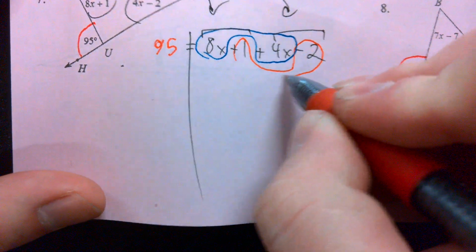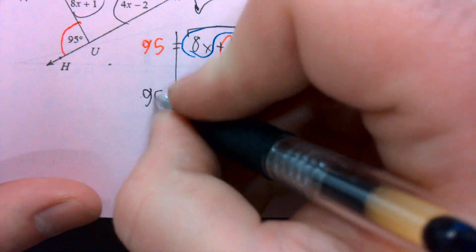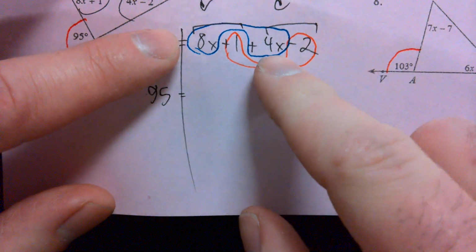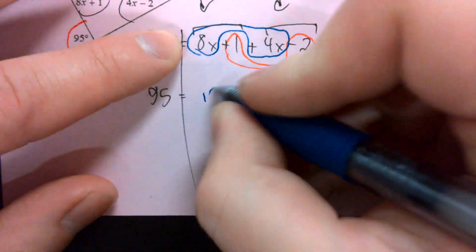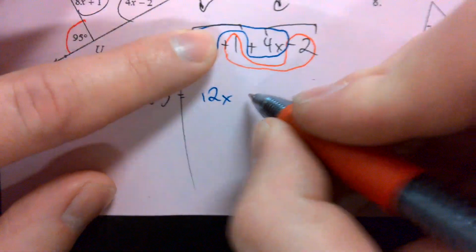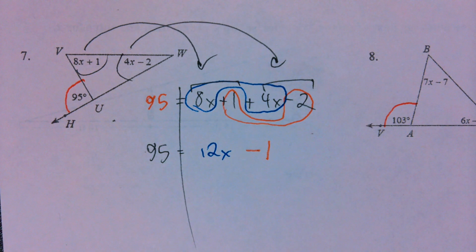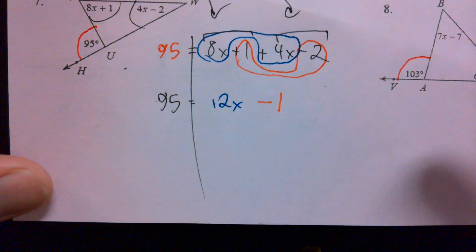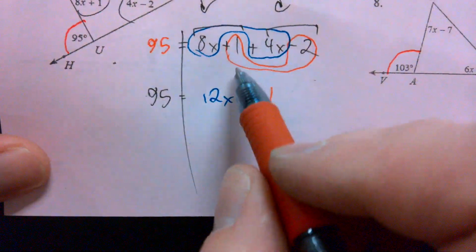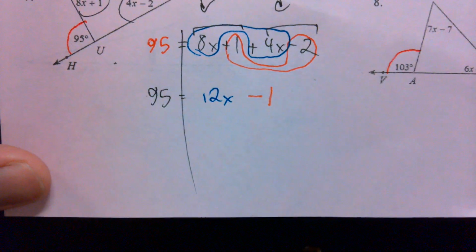What else can I combine? 1 and negative 2. So this is where, again, we've got to be careful. What is 8x plus 4x? 12x. But what is 1 minus 2? Negative 1. A lot of people came up to me and asked, am I supposed to get a decimal here? No, you are not. When we combine positive 1 with negative 2, we end up with negative 1.